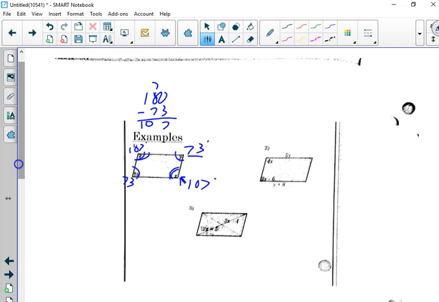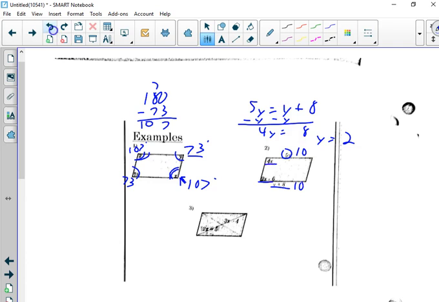Okay, here we have 5y and y plus 8. Well, opposite sides are equal to each other. So 5y equals y plus 8. Subtract y from both sides. 4y equals 8. y equals 2. Which, 5 times 2 is 10, 2 plus 8 is 10, and that works out.